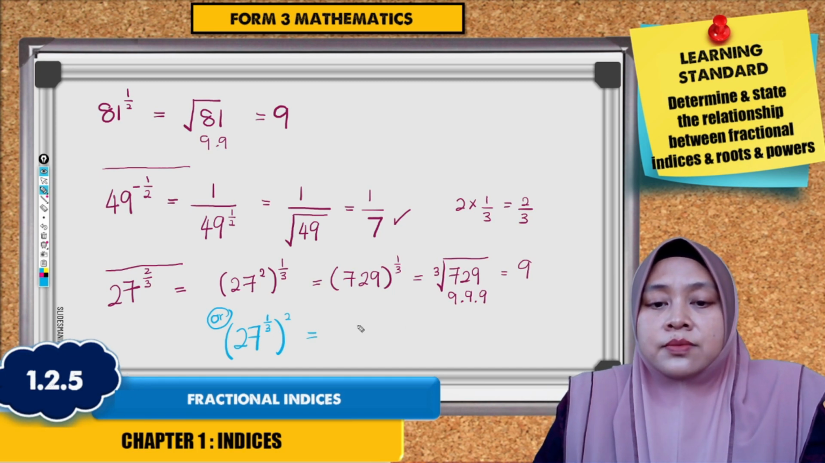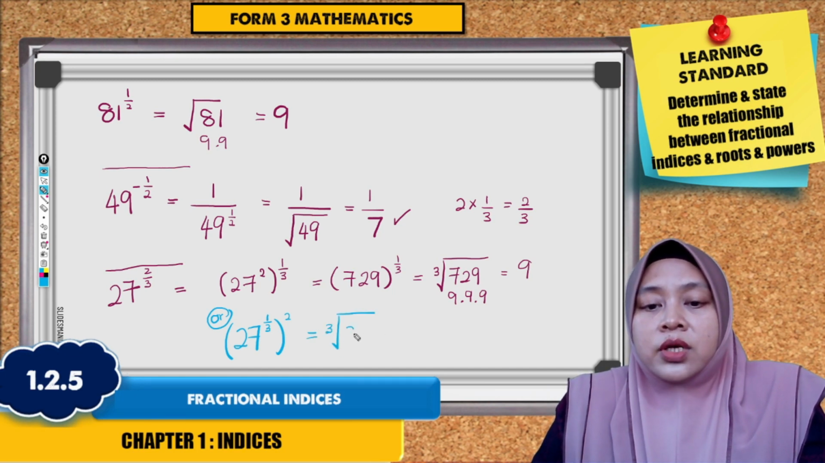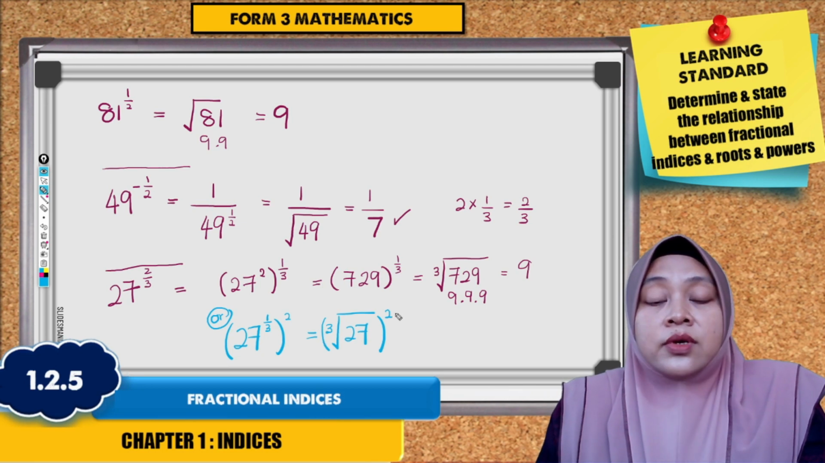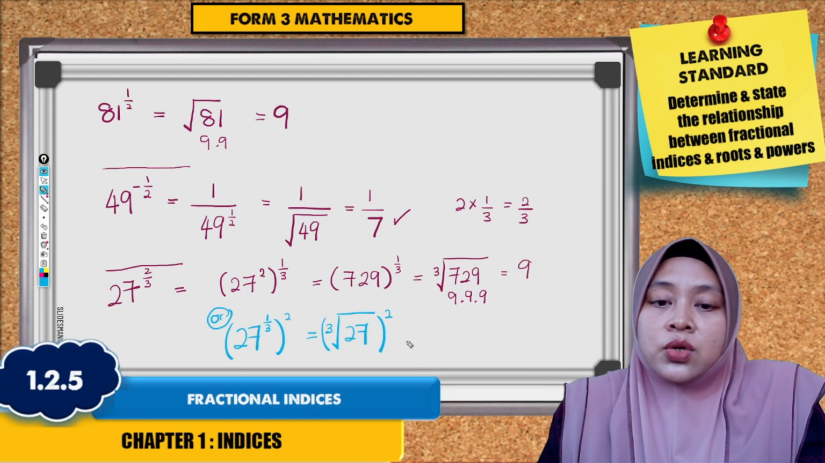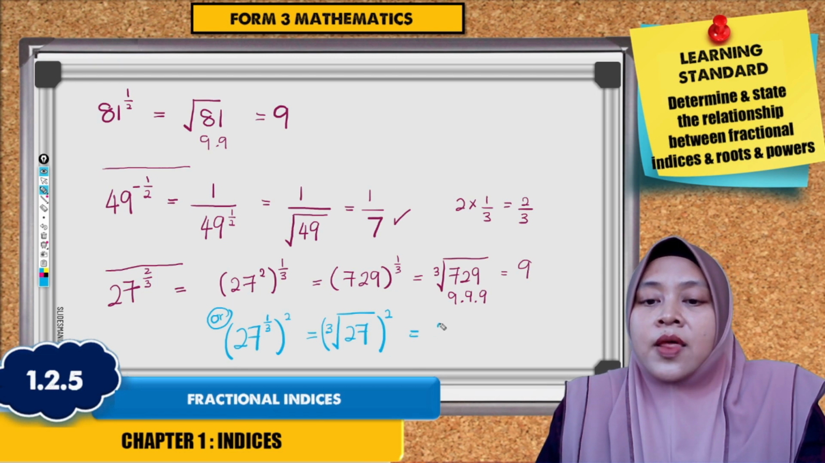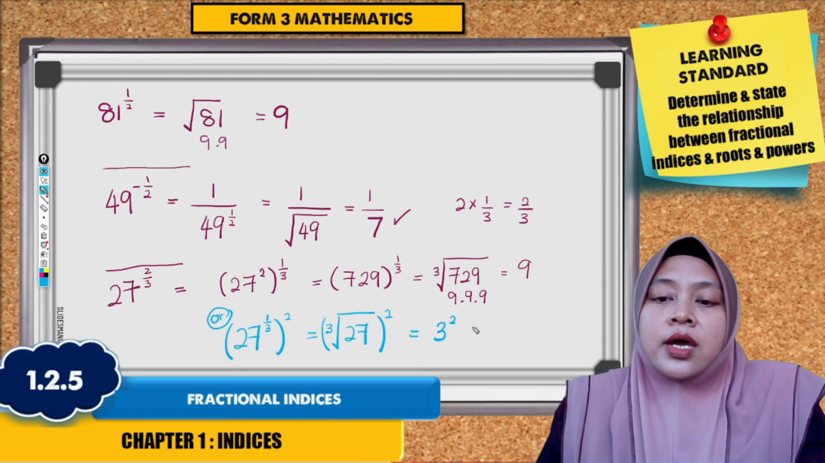Now this one, what is this? Cube root of 27, and then we square. What is the answer of cube root of 27? The answer is 3. 3 squared will get the answer 9.